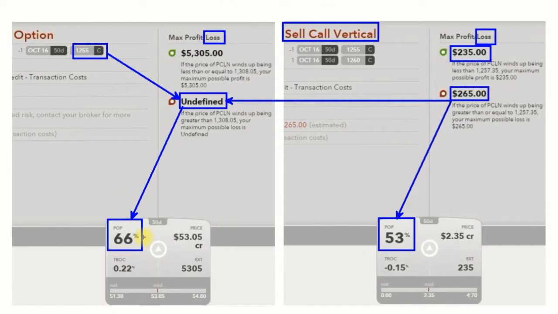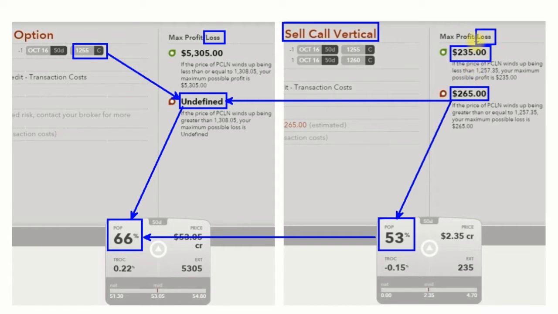So yes, understandably, the POP is a lot less than it is for the undefined risk option, but undefined risk again, right? That's a much scarier scenario, especially as beginning traders. We would much rather know, like, worst case scenario, what's the most I can lose? And now we do. We've defined our risk.